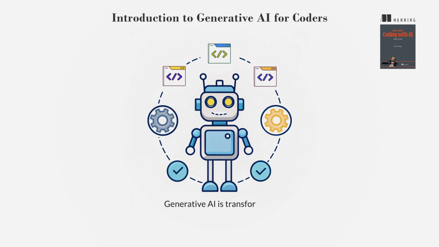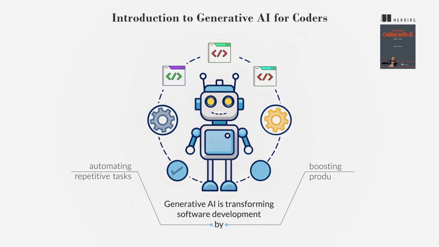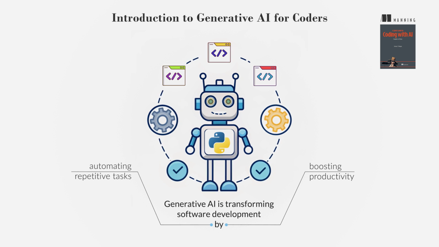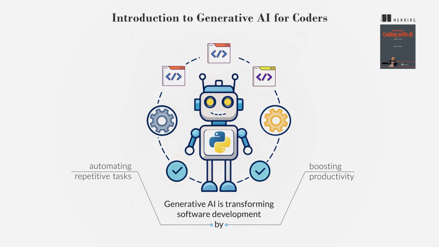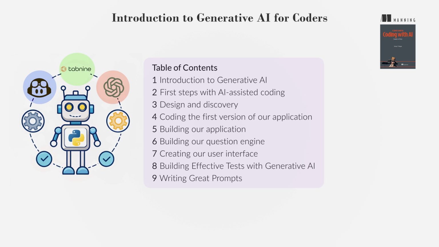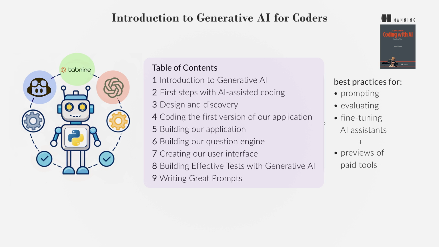Generative AI is transforming software development by automating repetitive tasks and boosting productivity. This book is tailored for Python developers, offering practical insights and step-by-step instructions on using generative AI tools like GitHub Copilot, ChatGPT Pro, and Tabnine. It aims to help developers integrate these tools into their workflows, providing best practices for prompting, evaluating, and fine-tuning AI assistants, along with previews of paid tools to aid in informed decision-making.